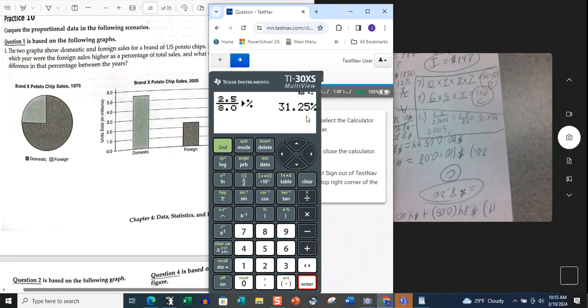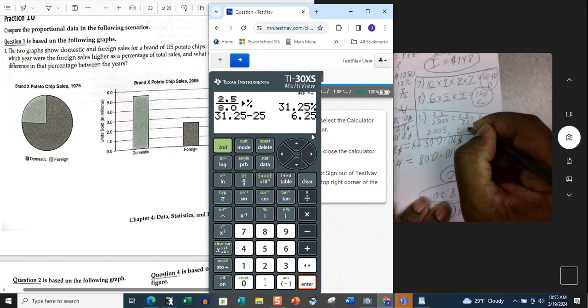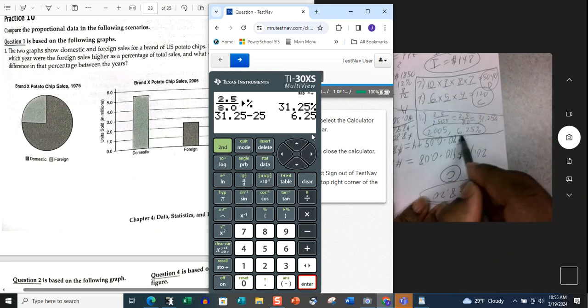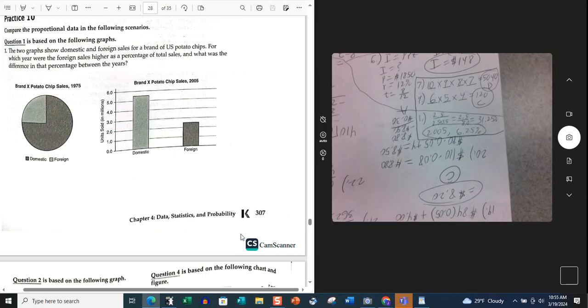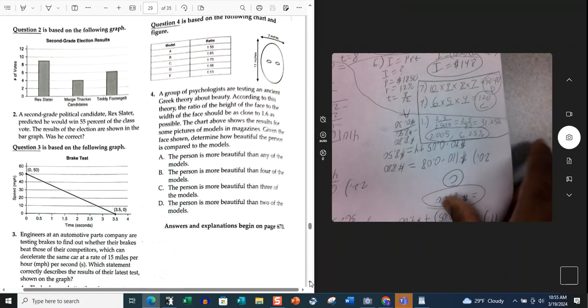And what was the difference in that percent between the years? So we'll take our 31.25 and minus 25. Because remember, we said this is 25%. So that would give us 6.25%. So the difference would be 6.25%. So the answer would be 2005, 6.25% being the difference. Okay, now that took care of problem number 1.